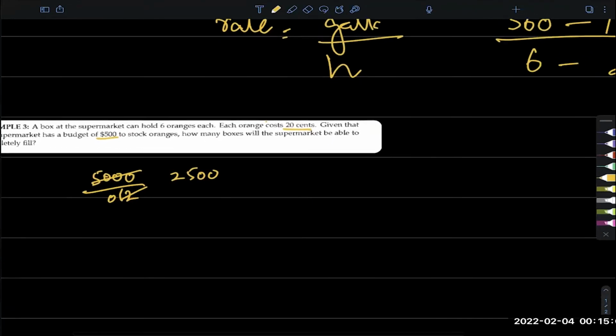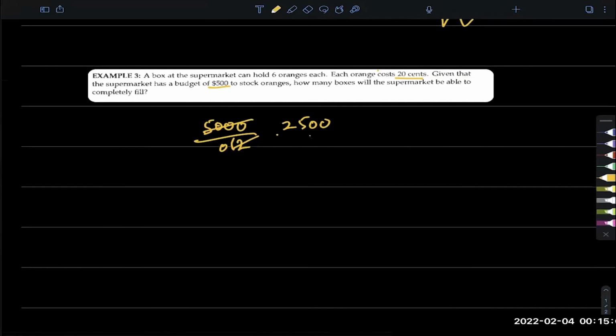Okay. So how many boxes? 2,500 over 6, which is 417, I think. 416. Yeah, 416.7. Yeah, so 416 boxes. You gotta round it down because it's an orange. It's not like you can round it up. You could, but it says how many do they completely fill? Exactly. So you wouldn't have that.